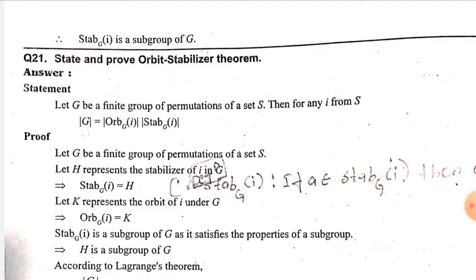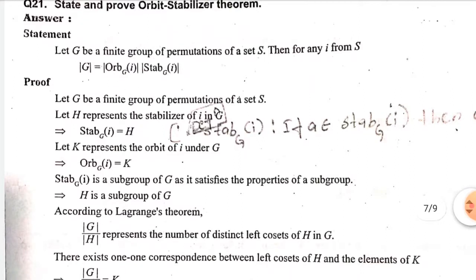Proof: here take G as a group and take H to represent the stabilizer of i in G. That is, stabilizer G of i we take as H, and orbit of G of i we take as K. The stabilizer of i is a subgroup of G as it satisfies the properties of a subgroup. This is from the notes: as the stabilizer is a subgroup of G, H is a subgroup of G.